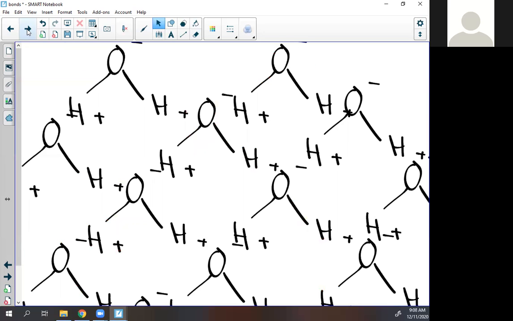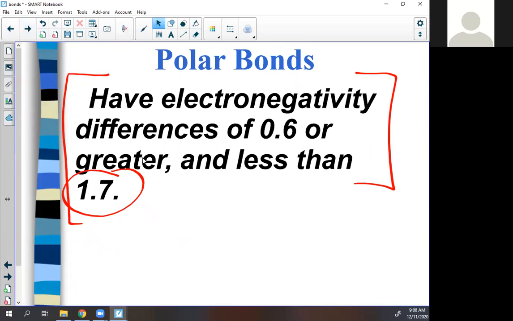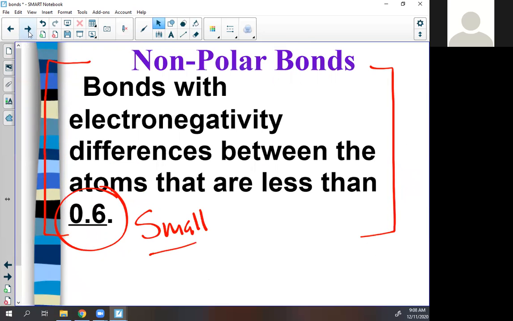Okay, that was cute. Polar bonds have electronegativity differences of 0.6 or greater and less than 1.7. That is on your periodic table. We okay with that? It's the middle one. Okay, the rest of these are actually pretty boring, so we go quick.